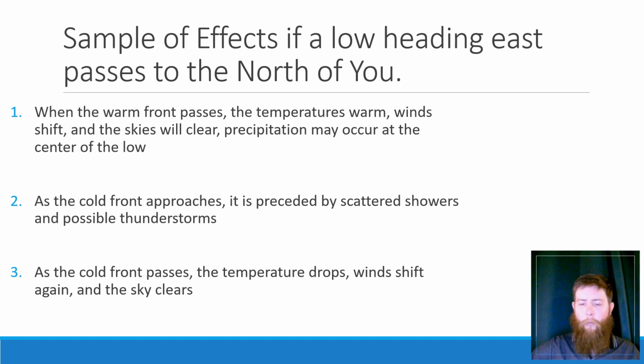As that warm front moves out of the area and that cold front moves in, it is going to have some scattered showers. You're going to have possible thunderstorms. You're going to get snow if you're there. As that cold front moves through you and past you, the temperature is going to drop, the winds will shift again, and the skies will clear. This is because all that precipitation is only happening at the front where the warm and cold air are meeting. So once that cold front starts to move past you, you're going to stop getting any kind of rain or precipitation with that front system. Next we'll jump into talking about thunderstorms and tornadoes.